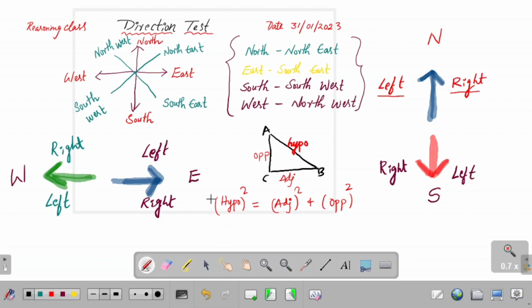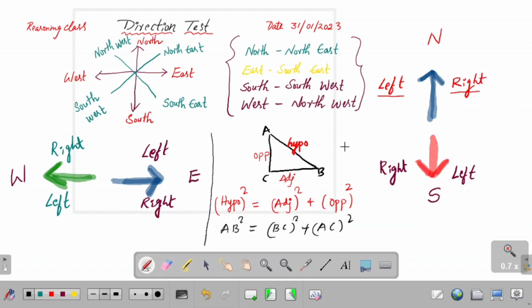See, it is very simple. In terms of ABC, hypotenuse is AB. AB square equals, what is adjacent? AB or BC, anything you can write, BC square plus opposite AC square. So this is the Pythagoras theorem. This theorem also we will use in the direction test, where we need to find the distance between two points. So this is the Pythagoras theorem.